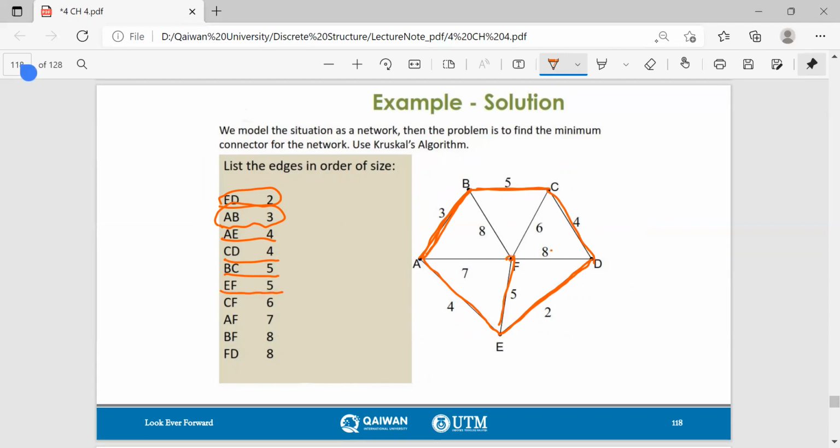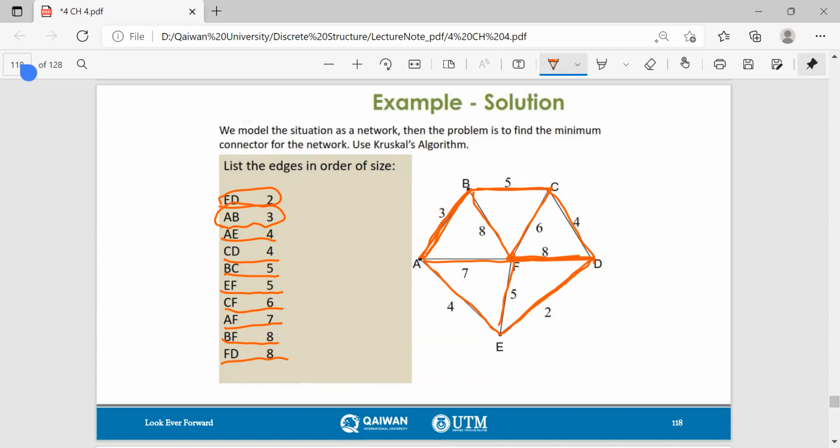Then we have FC, its weight is 6, or CF. And then we have AF, which is 7. We have 2 edges with weight 8. Someone may write down this one first, or someone else may write down the other first. It's okay. Let's write down this one first and this one second. We say BF, its weight is 8, and FD, its weight is 8.